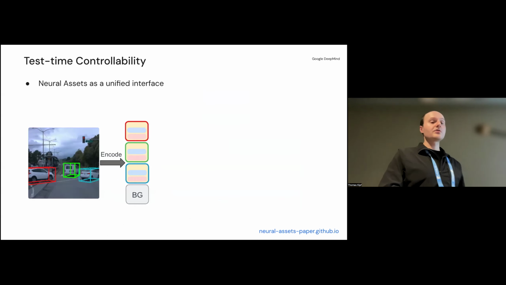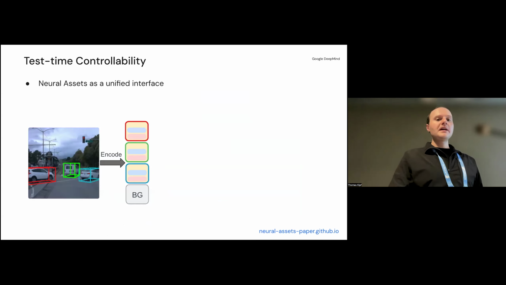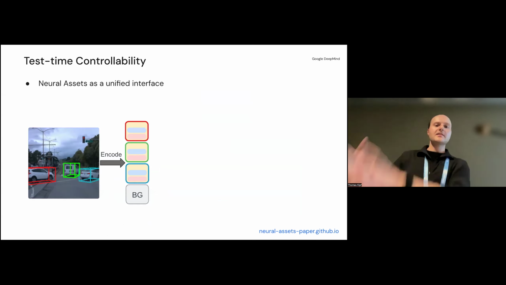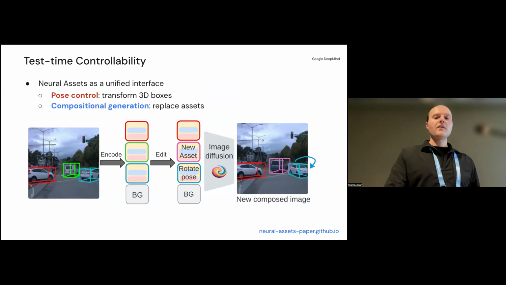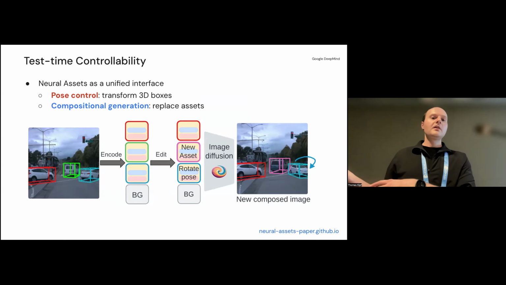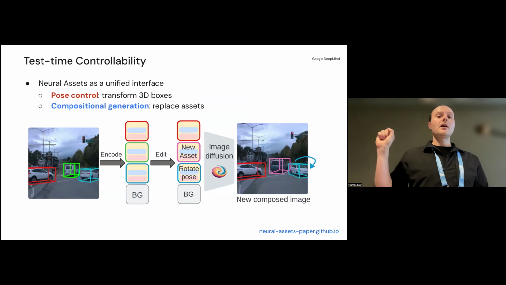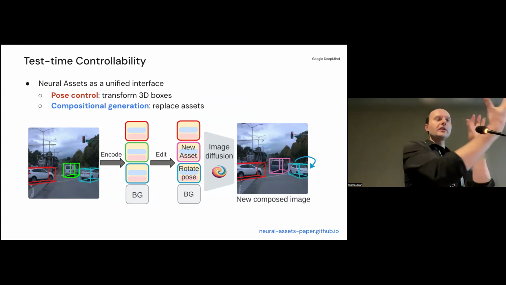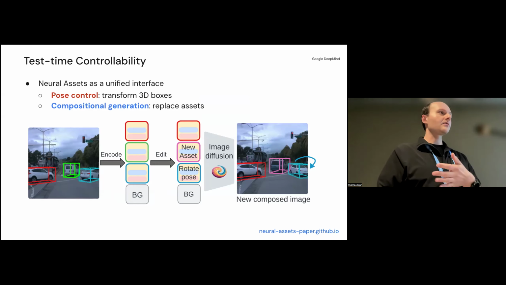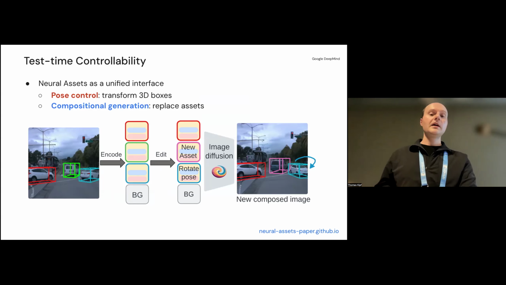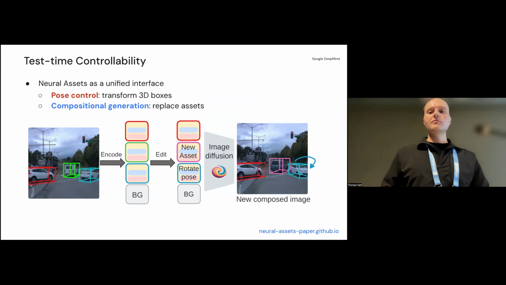At test time, if you want to control that model, you use neural assets as more or less a unified interface where you first encode a scene into that asset representation. Then you can control your generation by controlling the pose, like in this car on the right. You just transform the 3D bounding box, say, I want to rotate a bounding box, and then you feed that again as a conditioning signal into your image diffusion model, and the model renders the car in a new pose.